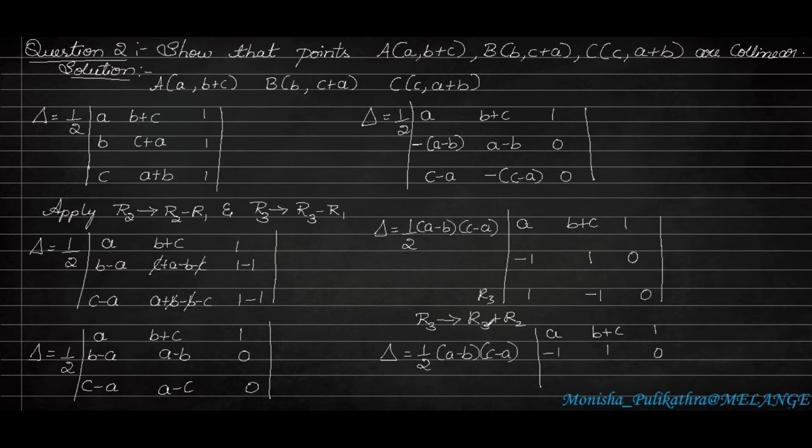Here row 3 plus row 2. I will be doing row 3 plus row 2. So 1 minus 1 will be 0. Here minus 1 plus 1 will be 0, and 0 plus 0 is 0 itself.